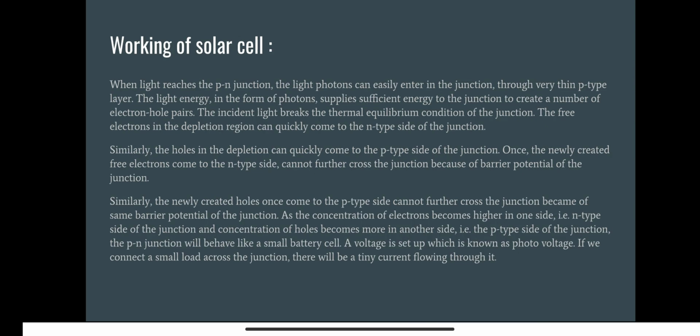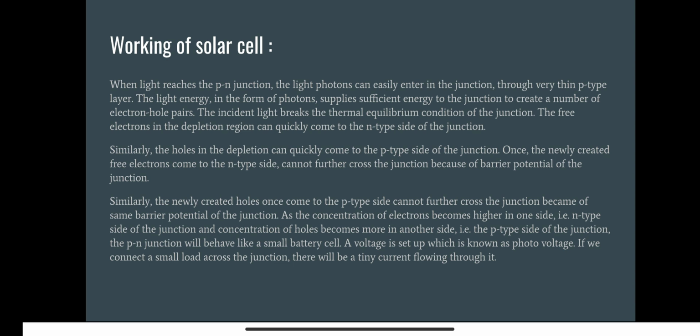Working of the solar cell. When light reaches the PN junction, the light photons can easily enter the junction through the very thin P-type layer. The light energy in the form of photons supplies sufficient energy to the junction to create a number of electron-hole pairs. The incident light breaks the thermal equilibrium condition of the junction.